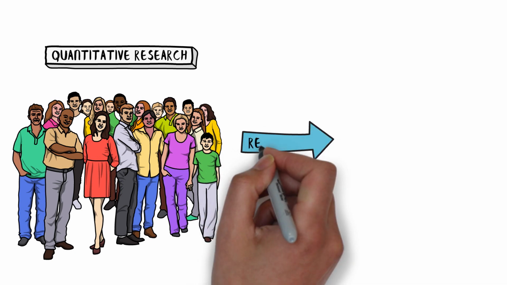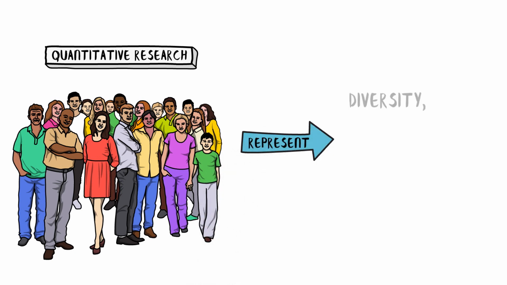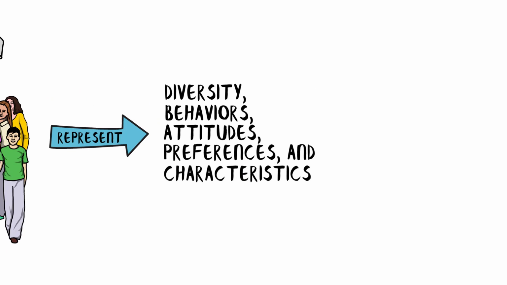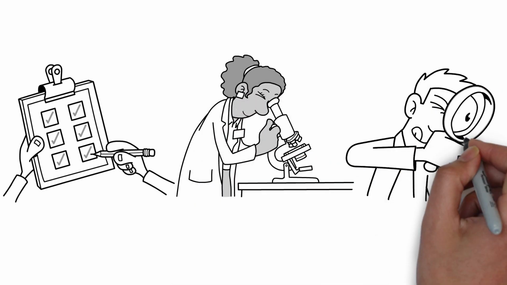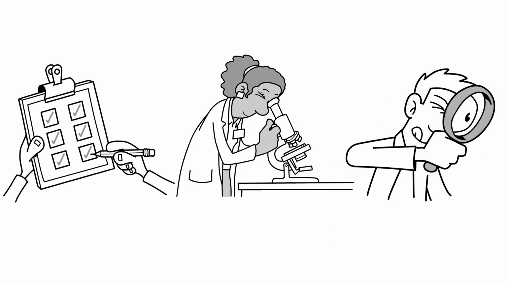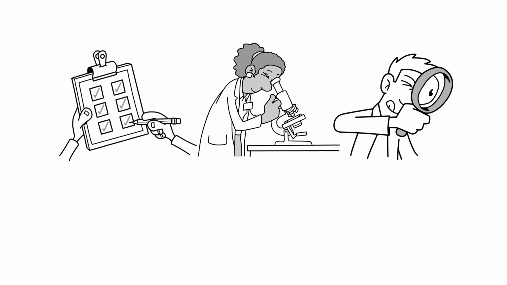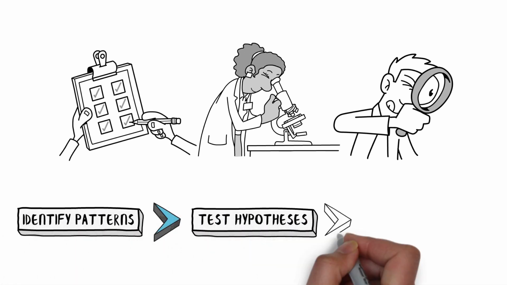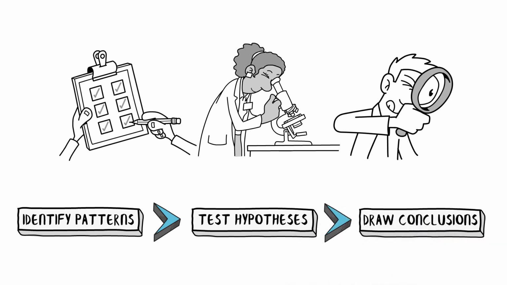The sample population is chosen to represent the factors like diversity, behaviors, attitudes, preferences, and characteristics of a larger population, which allows the researcher to make inferences about the larger population based on the findings from the sample. Quantitative research typically involves collecting data through surveys, experiments, or observations. This data is often numerical in nature and is analyzed using statistical methods to identify patterns, test hypotheses, and draw conclusions about the population under study.